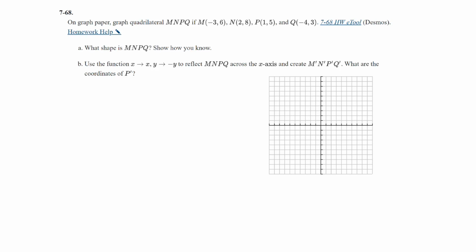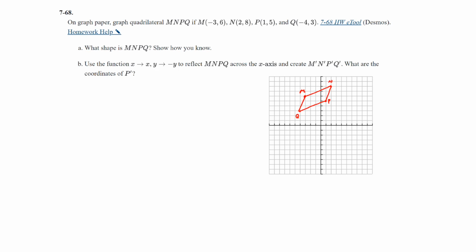Question 68. On graph paper, graph the quadrilateral MNPQ, and then we want to decide what shape it is, and then we're going to show how we know that. All right, so there's the picture. Once again, just by looking at it, you can make some assumptions, but we want to definitely show why we know. The quadrilateral MNPQ looks to be a parallelogram.